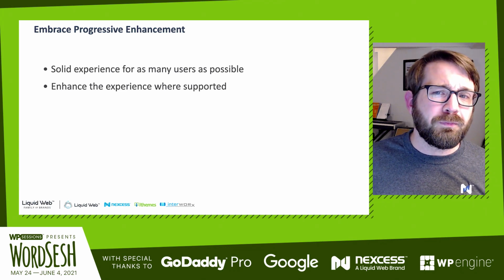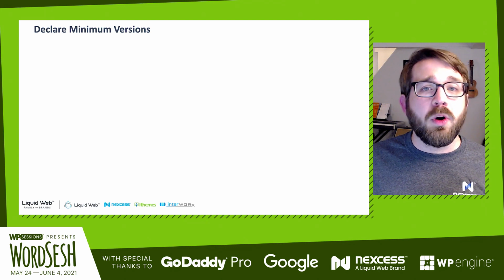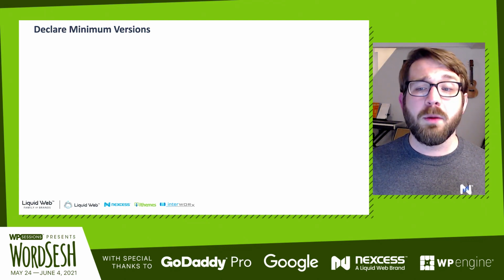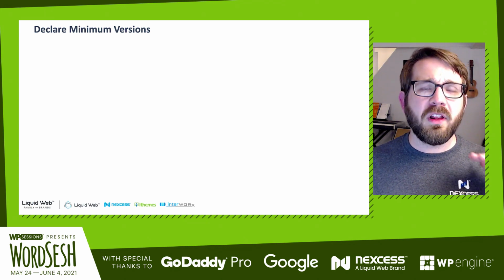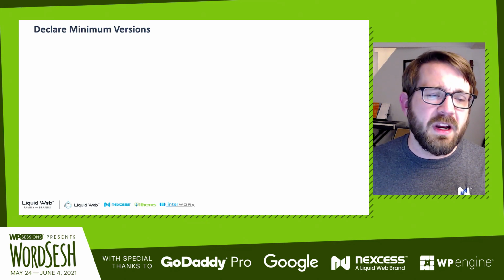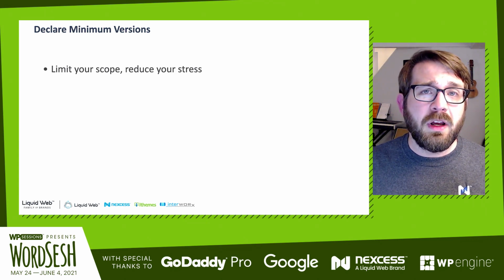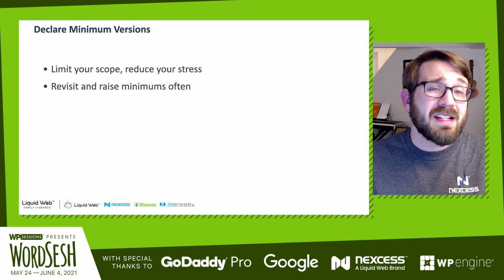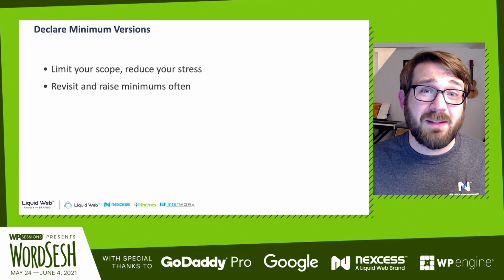Along with this, you want to define what your minimum supported versions will be. Now, this could be a PHP version, it could be a version of WordPress, or even a particular plugin version. But determine at what point you draw the line and you say anything below this, you just use it at your own risk. Furthermore, be ready to raise that minimum down the road. Just because you support PHP 5.6 right now doesn't mean you should be doing it 6 months from now. And honestly, please don't. PHP 5.6 has been dead for years.